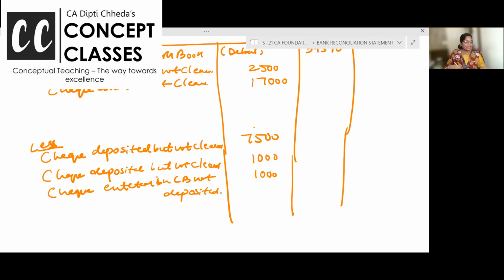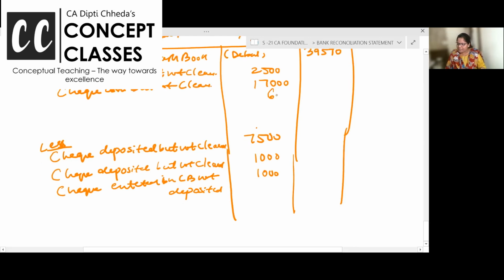So can we correct it? Can I now debit it? Bank account debit, and it's already debit. So now more debit. Check deposited but not recorded.